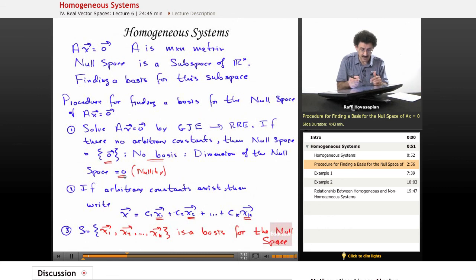If arbitrary constants do exist, meaning there are columns that don't have a leading entry, then we can read off the solution for that homogeneous system. We can write it this way, and the vectors that we get end up being our basis. Let's do an example, and as always, it'll make sense, hopefully.